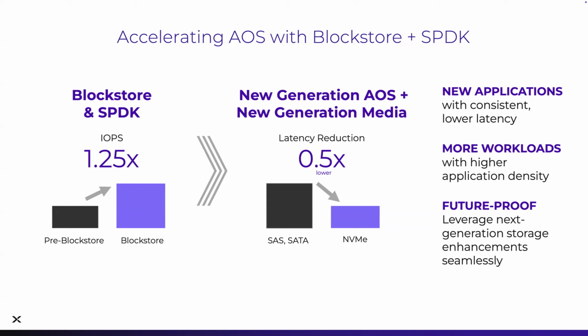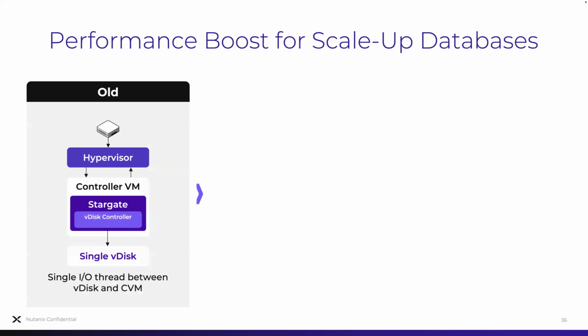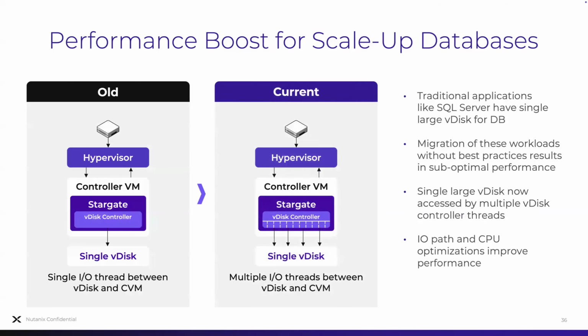This wasn't reliant on specialty hardware. This is all commodity hardware with software. Databases have been a huge place as well, and this came up in a recent Lunch and Learn talking about database performance. The old way of Nutanix handling this, the hypervisor talked to Stargate. There was a single vDisk controller going to a single vDisk. And so we ended up with a throttle or a bottleneck a lot of times.